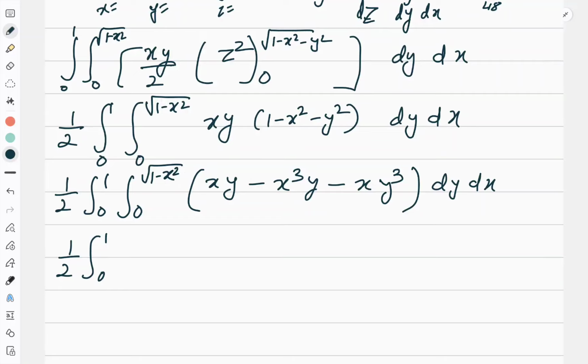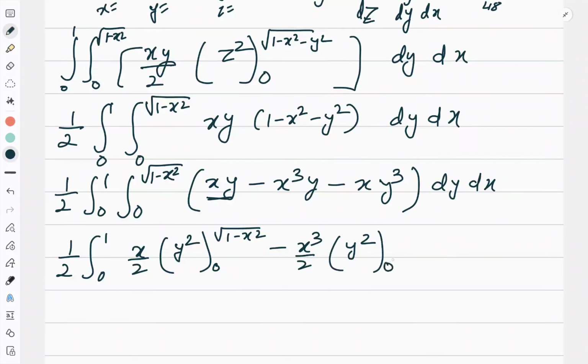Okay. Now I will integrate with respect to y. So here in the first term, x is a constant, integration of y is y square by 2. Put the limit 0 to under root 1 minus x square. Minus x cube, integration of y is y square by 2. Limit 0 to under root 1 minus x square. Okay. Then minus x, integration of y cube is y to the power 4 by 4. 0 under root 1 minus x square. Now next step, I will put the limits.